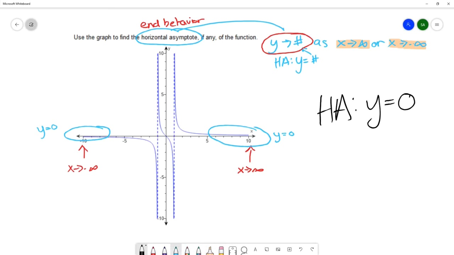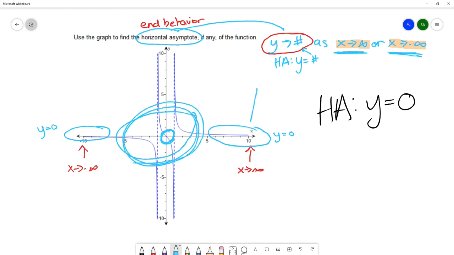That may seem a little bit strange looking at the middle of the graph. We notice that the middle of the graph is crossing that horizontal asymptote at y equals 0. But if we recall the definition again, this definition requires us to be looking at where x is approaching infinity and/or x is approaching negative infinity. So what happens towards the middle of the graph has no bearing on what's happening at the ends of the graph. So we do have a horizontal asymptote at y equals 0 for this particular graph.